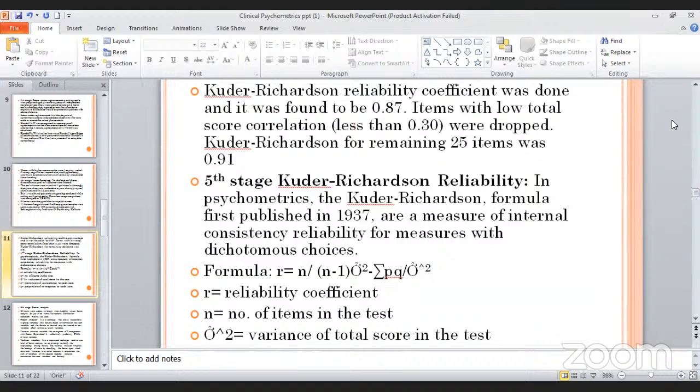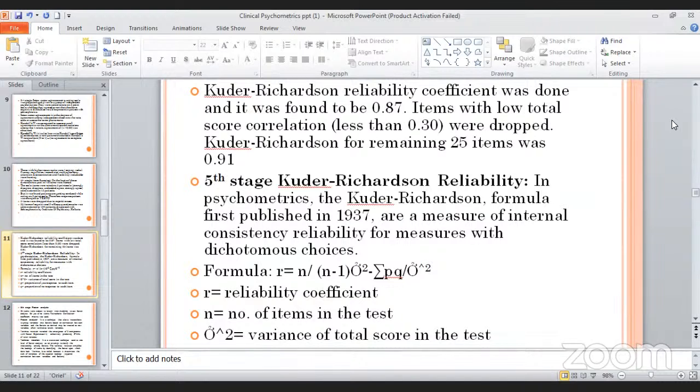So Kuder-Richardson reliability will be done. Do you know why we use Kuder-Richardson? Anyone can tell me why we use Kuder-Richardson reliability when we use it? If there is a response type 0 and 1. Actually, when we are trying to measure the internal consistency, we do the Kuder-Richardson, Cronbach's alpha, split-half. Okay, so you know how to do it.